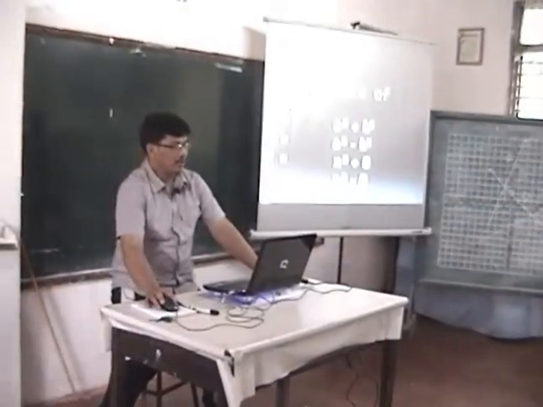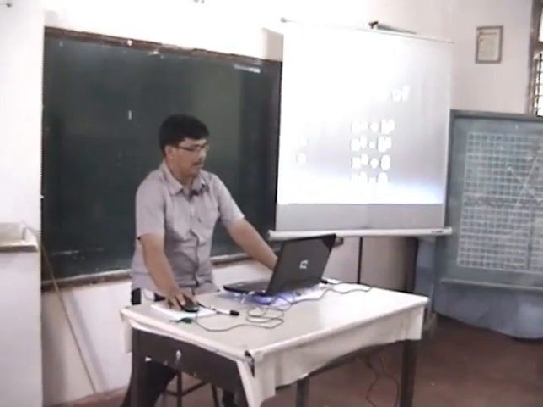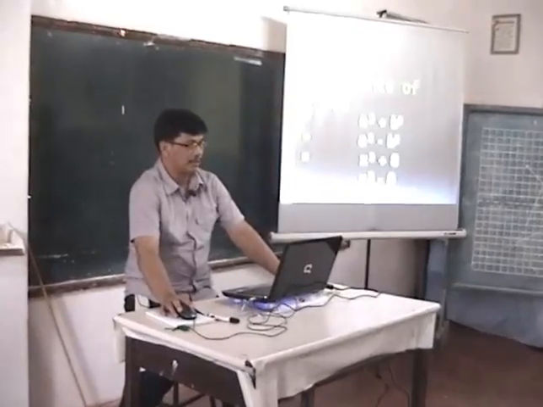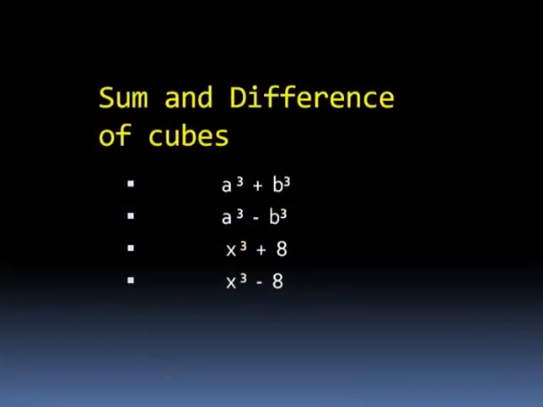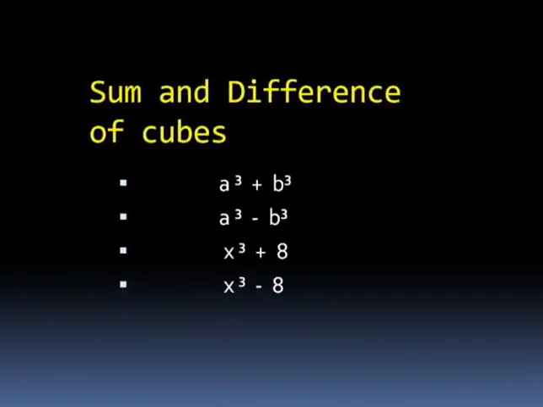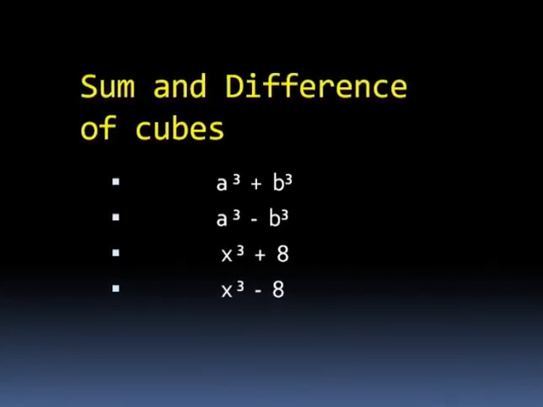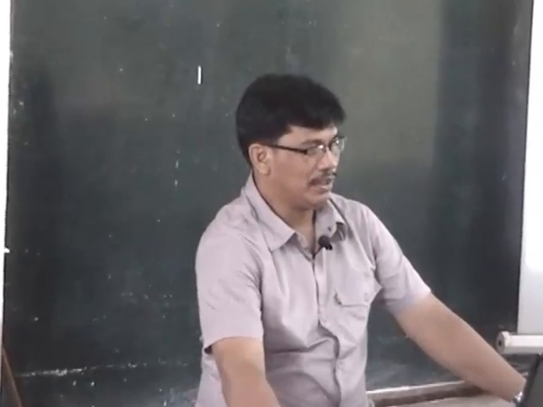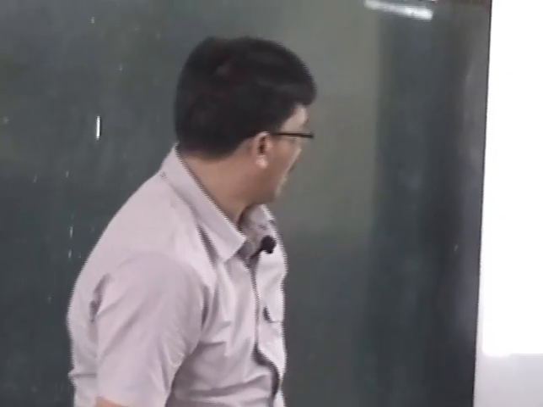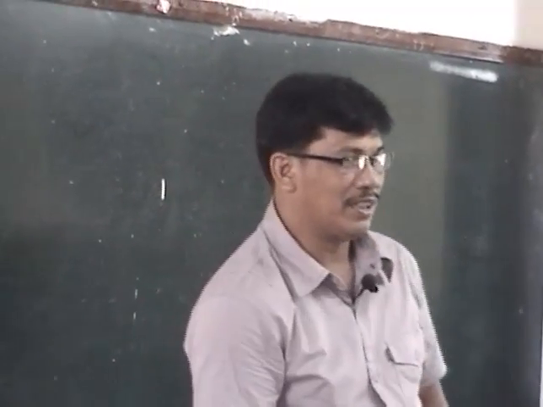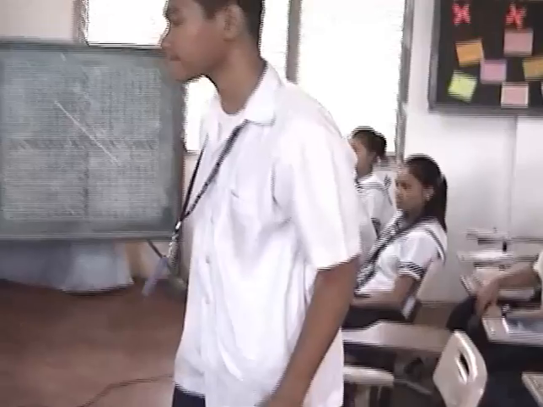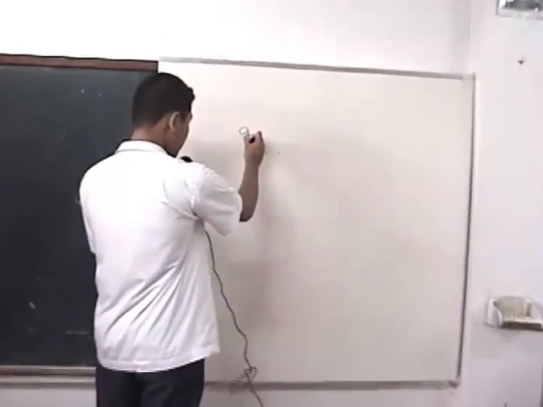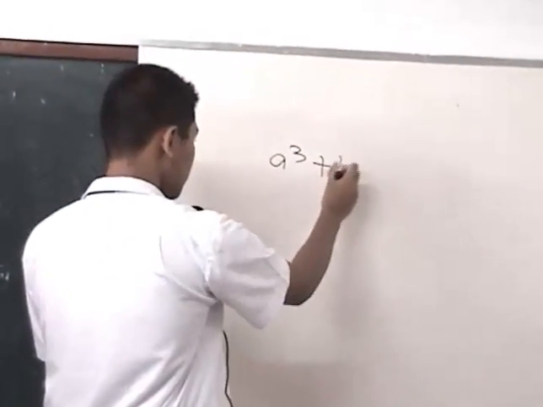Okay, so we come now to the last example of special products and factors, which is the sum and difference of cubes. The first example is a cube plus b cube. Who wants to try this one? Okay, Mr. Plastic? a cube plus b cube.